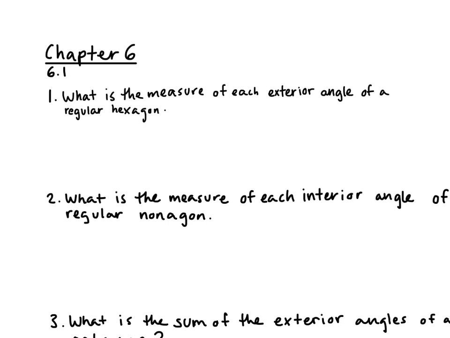Okay, let's start with number 1. What's the measure of each exterior angle of a regular hexagon? How many sides are in a hexagon? 6. And what's the total measure of the exterior angles? So how do we find each measure? 360 divided by the sides, so 360 divided by 6, and we get 60.